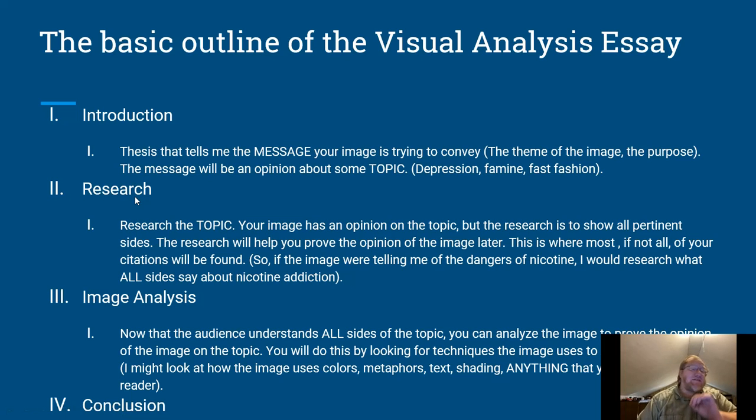Now, this means that this is an unbiased, all right, research of this topic. That means you need to research multiple sides, not just one side. All right. So in other words, let's say that you're doing fast fashion. All right. You need to research both the pros and the cons of fast fashion.